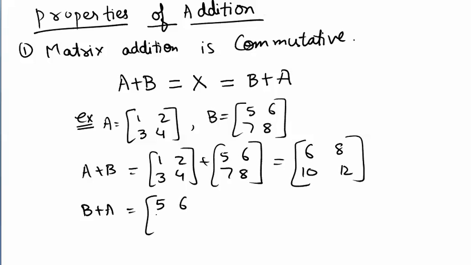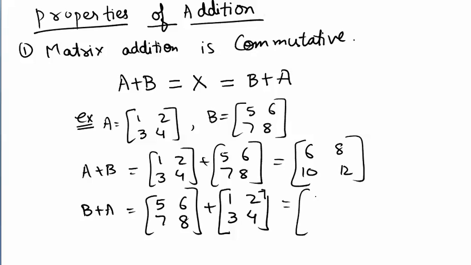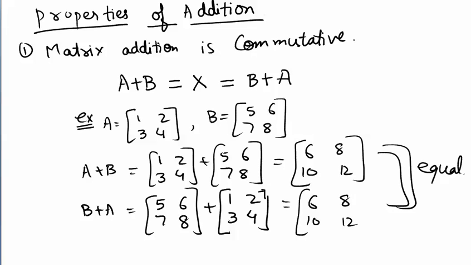You can see it's a very logical conclusion we can make, right? So this is 1 2 3 4, and this will very simply become 6 8 10 and 12, and you can see that these two are equal. So we can say that matrix addition is commutative. One-mark questions are sometimes asked on properties of matrices, so you should remember these things, right?